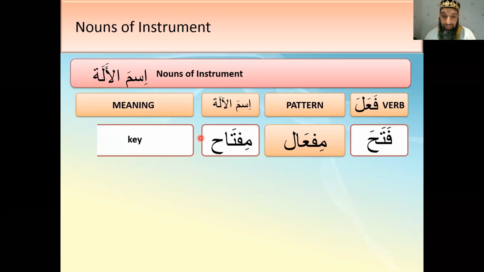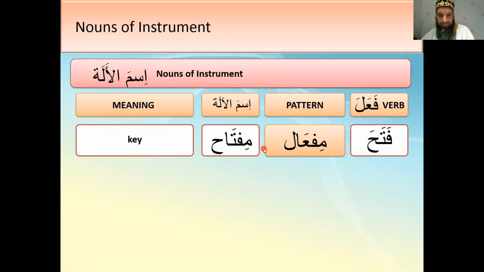So miftah is the key. It's a noun of the instrument that is used for that verb. So you could just know miftah is key, job done. But I'm showing you where miftah actually comes from. It comes from fataha. And if you know the mif'alun pattern, then you'll know what's going on. So the key is the tool, the instrument that is used to carry out the opening.